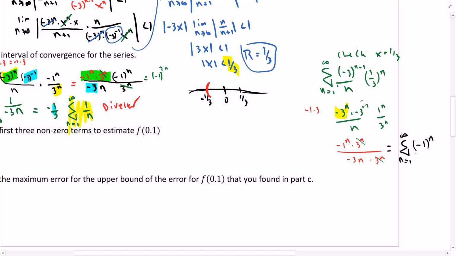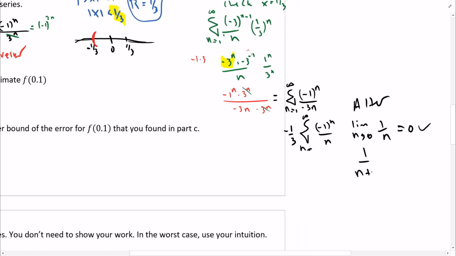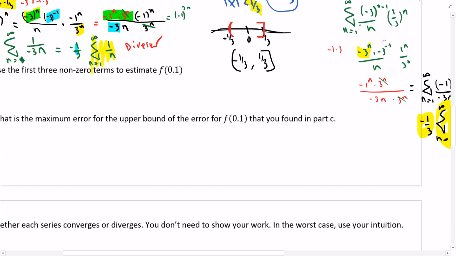basically negative 1 to the n over negative 3n, which again you can factor out a factor of negative 1/3, or you could do something else with it, but let's just do this for now. It's going to be negative 1 to the n over n. This is an alternating series, so all we need to show is that the limit as n goes to infinity of 1 over n equals 0, which is true, and that 1 over n plus 1 is less than 1 over n. That's also true, so we can show that this thing converges. If that converges, then we just take whatever it converges to and multiply by negative 1/3. We don't really care what it converges to, but what we're showing is the right endpoint does converge, and so the interval of convergence for this one is from negative 1/3 to 1/3, not including negative 1/3.